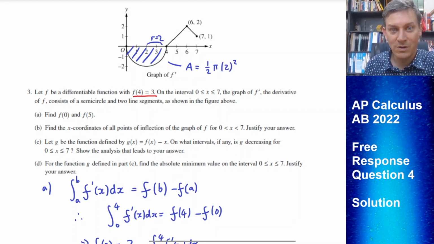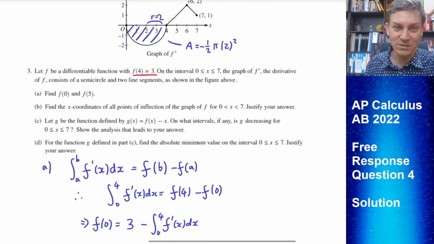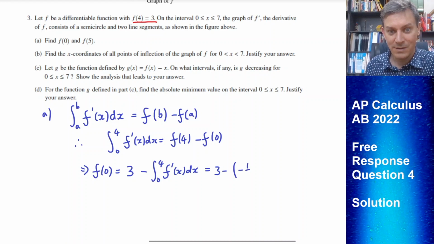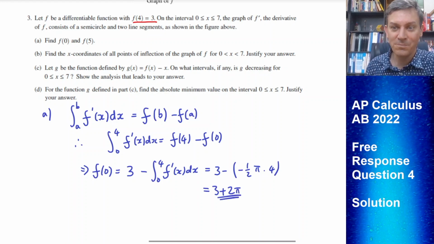Times 2 squared. Okay, but because it's under the axis, this actually counts as negative area. So the area here is minus a half pi times 2 squared, which is 4. Okay. So this is 3 minus a half times pi times 4. Okay, and that's 2 pi, so this gives you 3 plus 2 pi. Okay, so that's the value of f at 0.